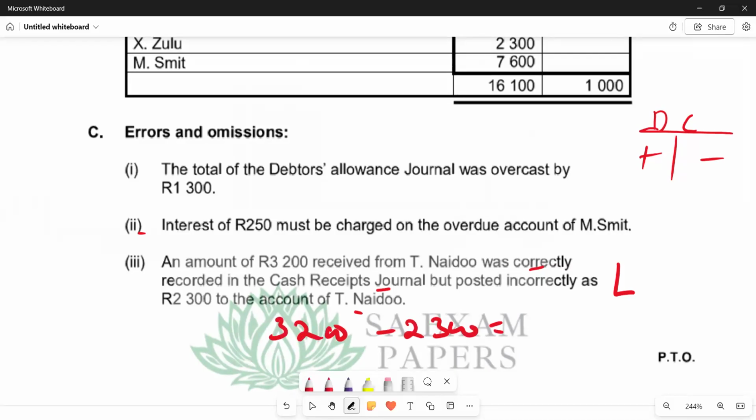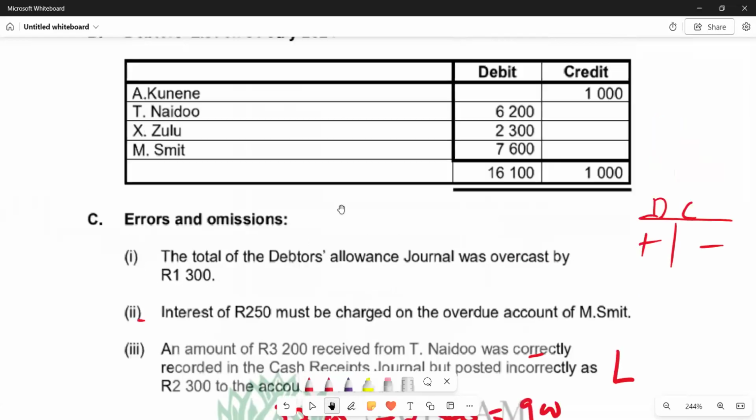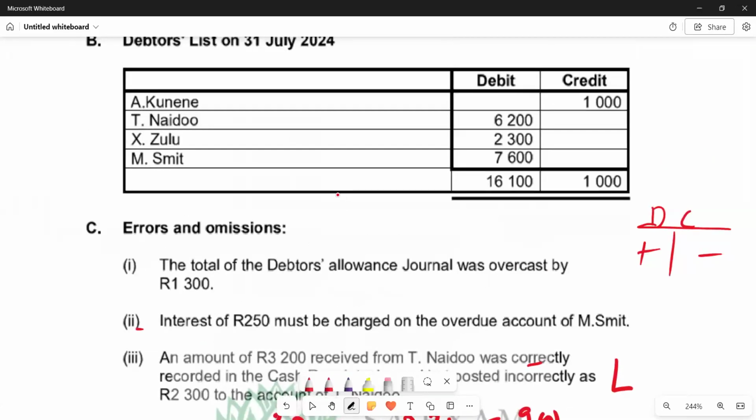So here we're saying 900 was entered incorrectly. It was an amount received from T92, so it was supposed to reduce the amount T92 is owing. It was supposed to subtract, but we subtracted a smaller figure. So we're also going to subtract 900 so that we make it equal to 3,200. So we go to T92, and T92's amount is here, which is 6,200. We are going to say 6,200, and then we subtract 900 on the debtors list.